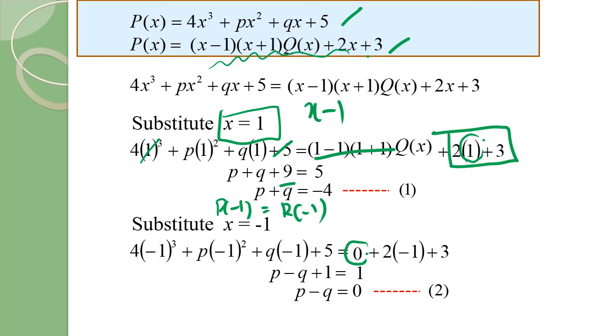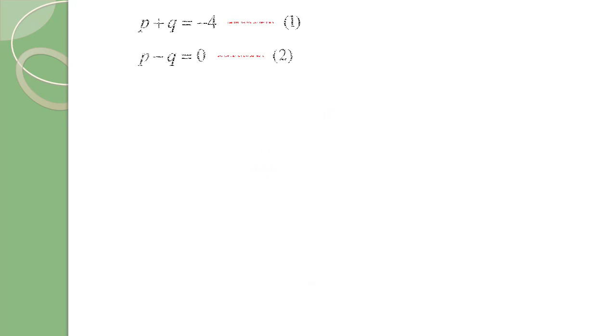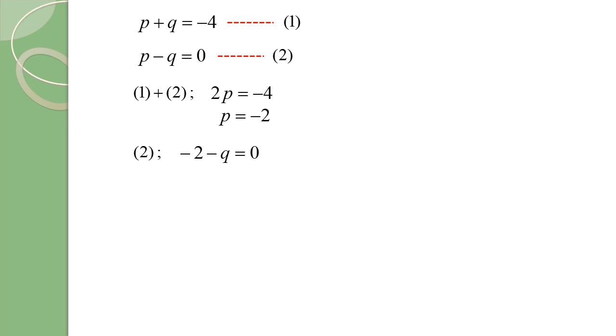So what we have here is two equations with two unknowns, equation 1 and equation 2. To solve for p and q, we just solve them simultaneously. So p plus q equal to negative 4, p minus q equal to 0. So equation 1 plus equation 2, because we want to solve for p first. So p plus p is 2p, q plus negative q is 0, negative 4 plus 0 is negative 4, so p equal to negative 2. Now substitute p equal to negative 2 into equation 2, so we have negative 2 minus q equal to 0, so q equal to negative 2.